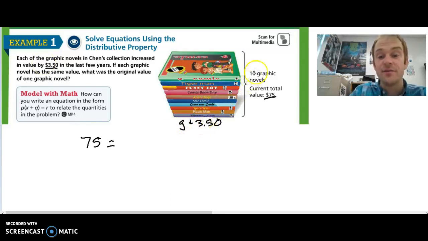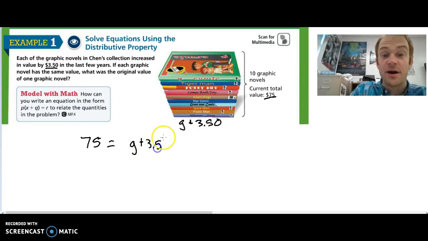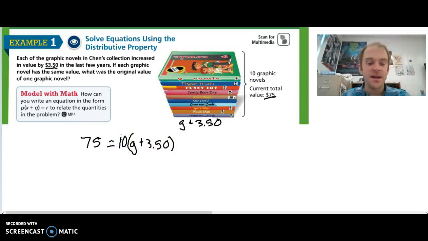But this happened for every single one of these, right? So how would I show that 10 graphic novels all have this value right here of G plus 3.50? Well, that's where my distributive property comes into play. Because what I would do is I can write 10 outside a set of parentheses, and this says that this is the value of one book, as we talked about, but we've actually got 10 of them that had the exact same situation. So here's my equation.